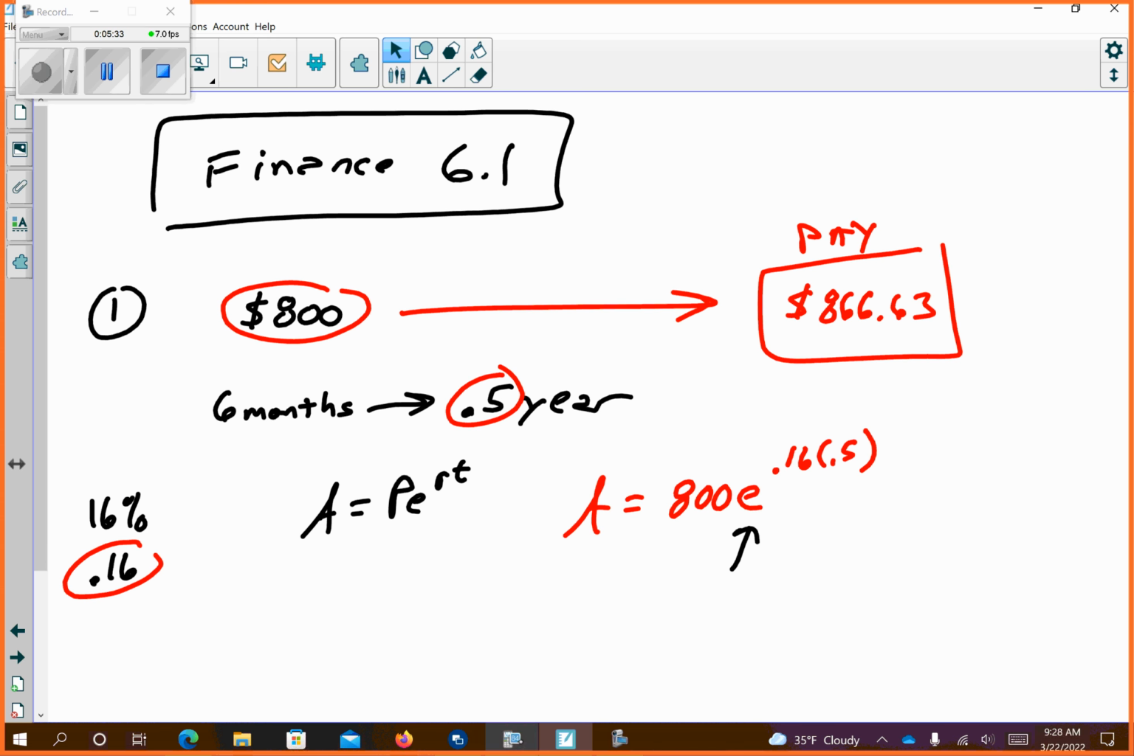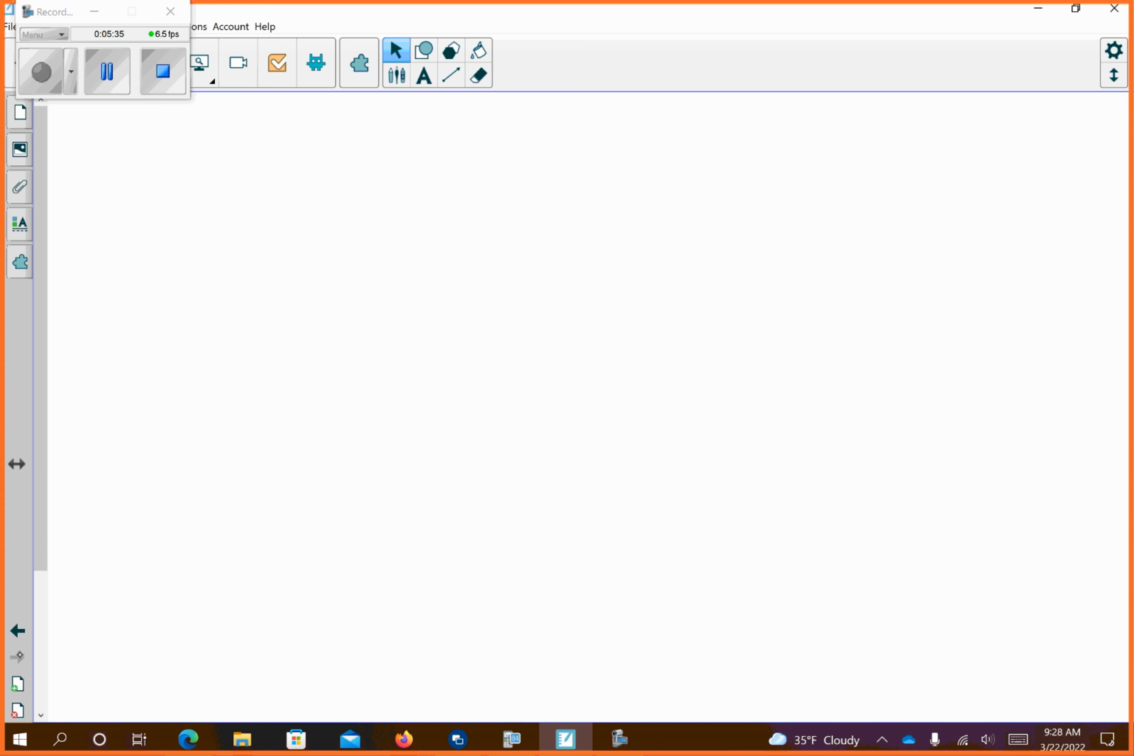Okay? Problem number 2. So was problem number 1 okay? I'm going to feel good with that. Problem number 2: if you lend $3,500 to a friend for 15 months at 8% simple annual interest, find the future value of the loan. Okay?